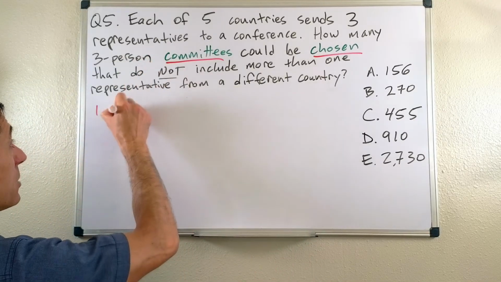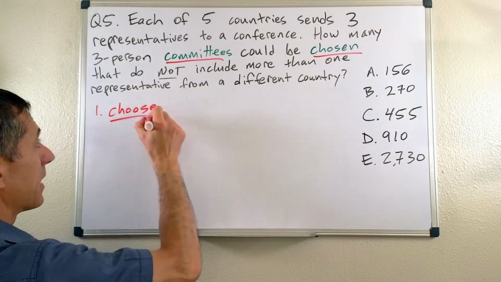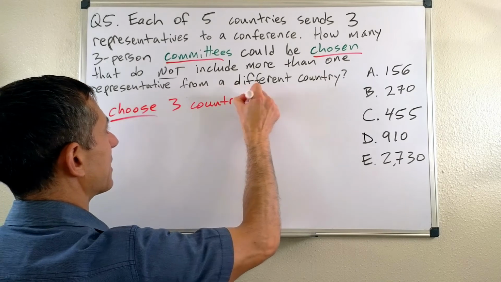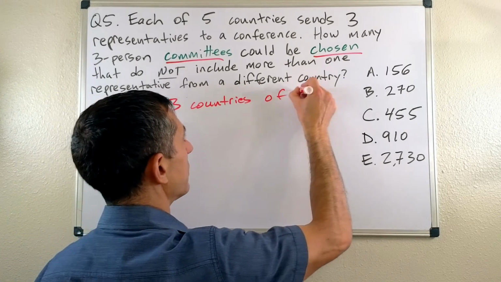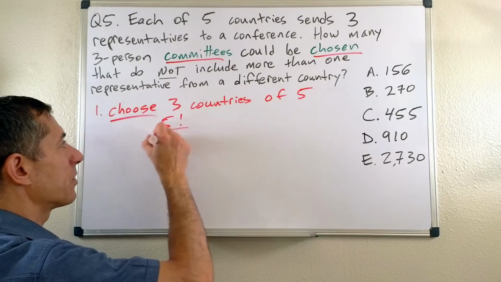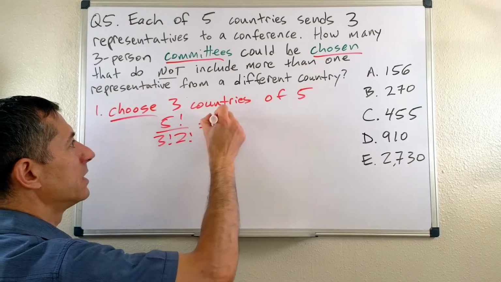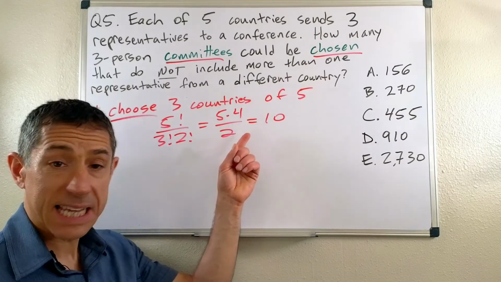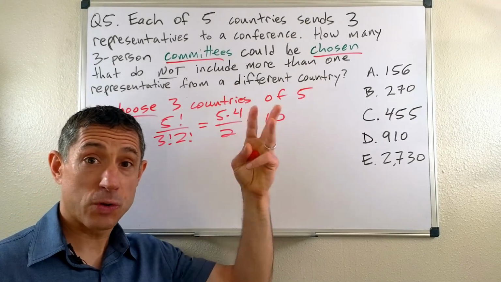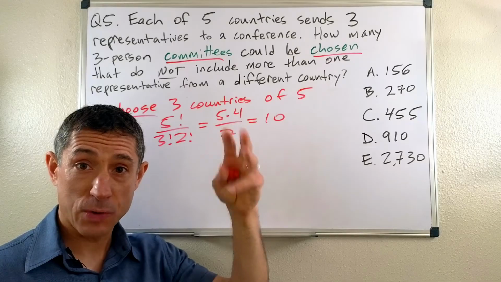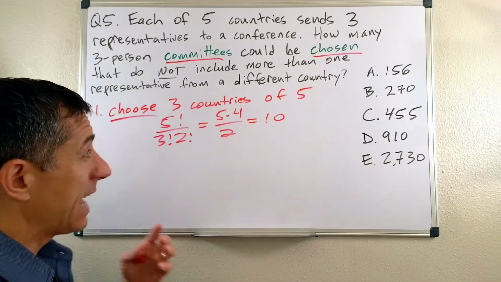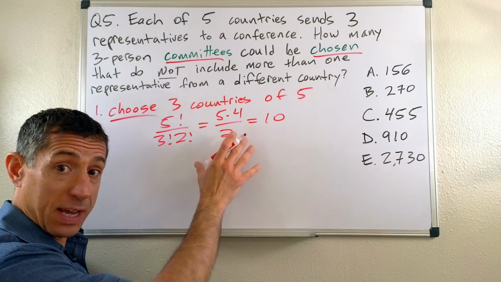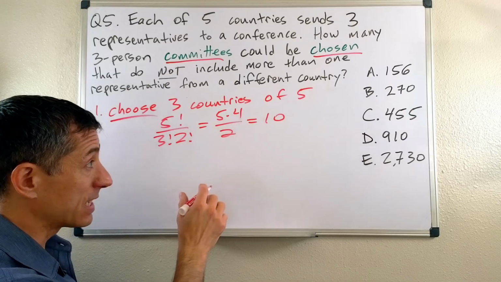For me, I'm thinking, hey, I'm going to choose, and there's that word again, 3 countries out of the 5. Easy enough. 5 factorial over 3 factorial, 2 factorial, 5 times 4 over 2. We've got 10. So that's 10 different trios of countries. So there's 10 different ways to choose 3 countries out of these 5. Great. Now let's picture this. What are we doing with each of those? So I've got 10 ways to choose trios of countries.